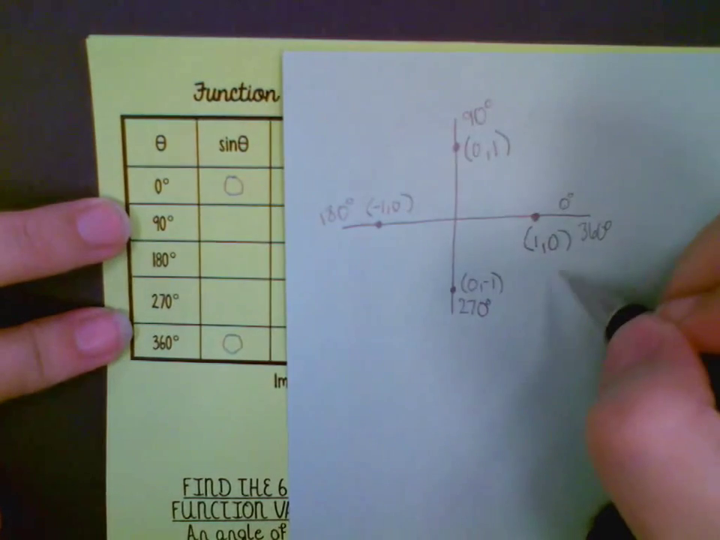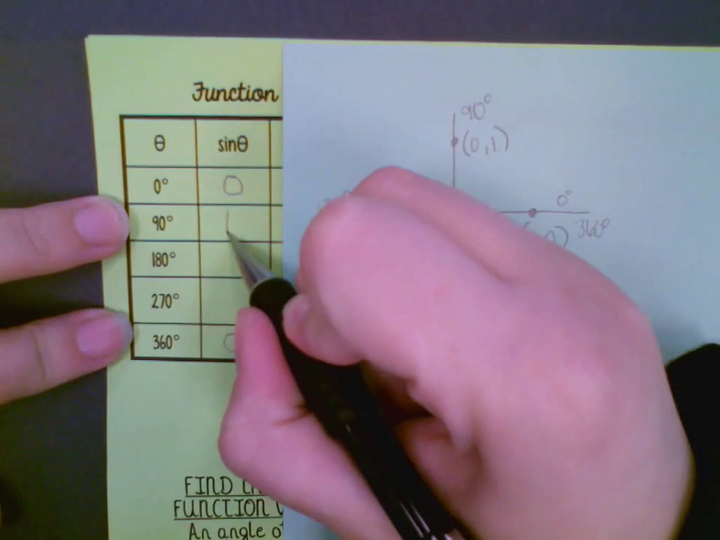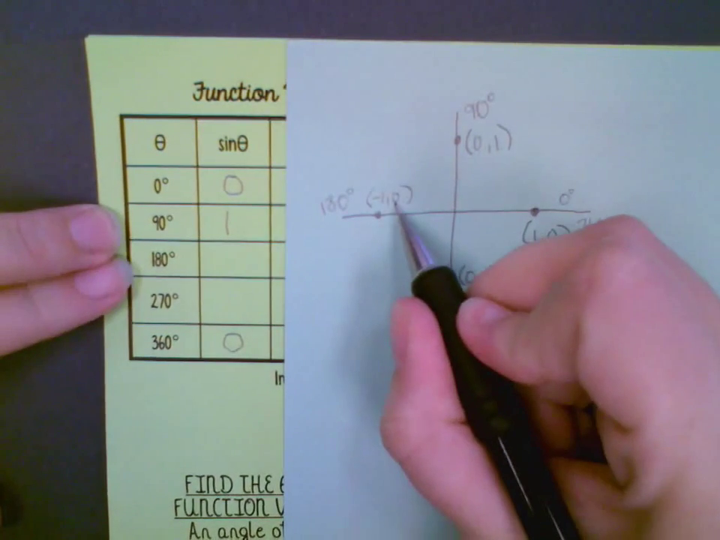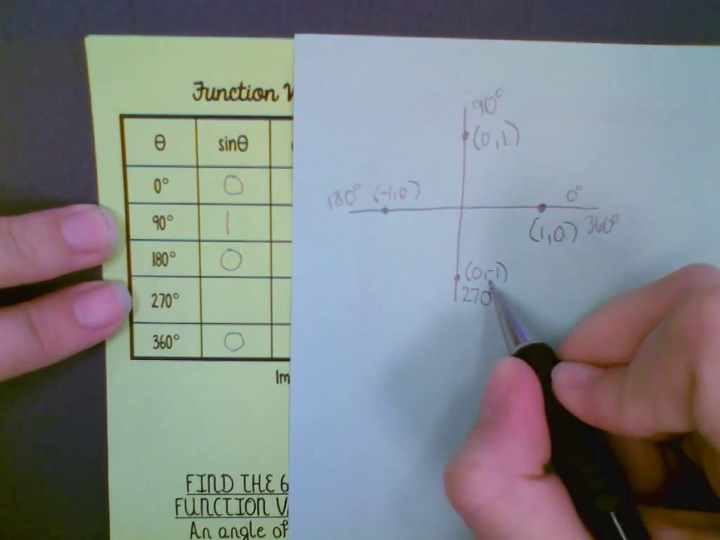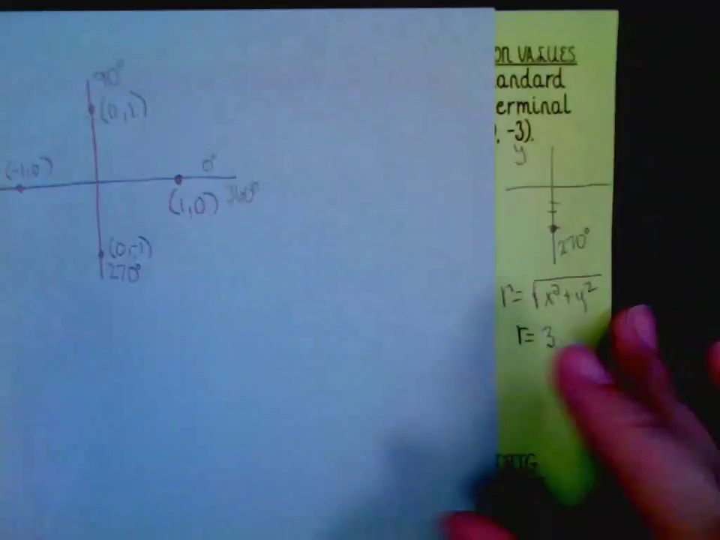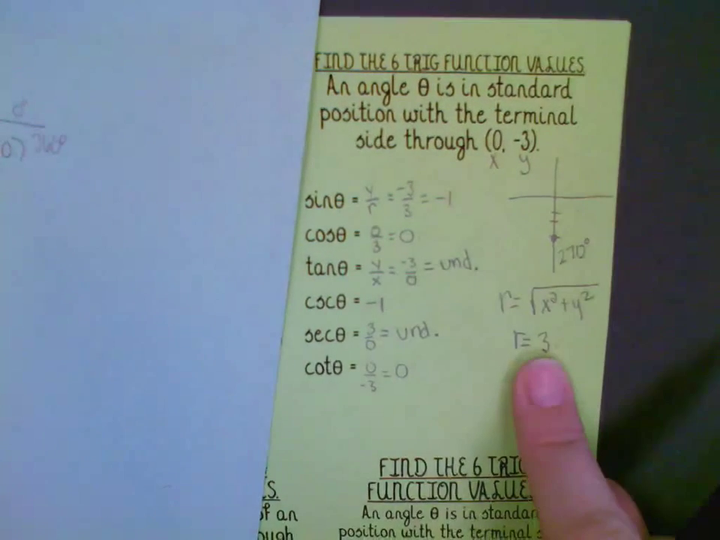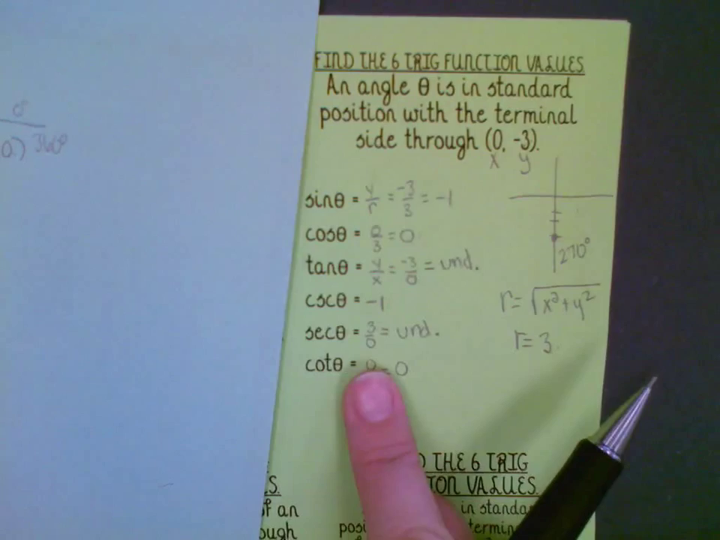Okay, so if we move on to 90, the sign is the y value, so it would be 1. 180, sign would be 0. 270, sign would be negative 1. Okay, and if you don't believe me, you can make a chart like this, find your r value, and then look at x, y, and r.